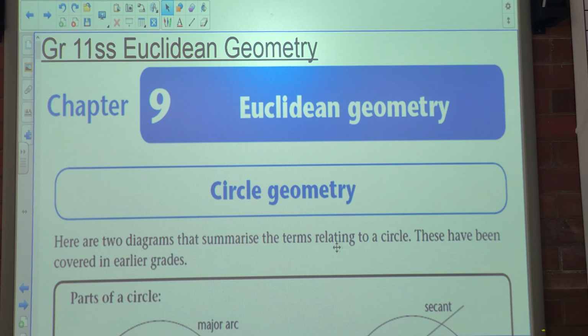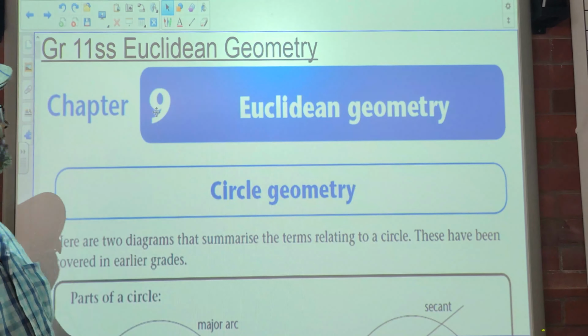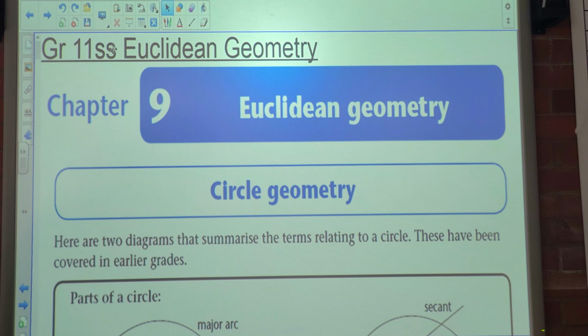So, today we're looking at Euclidean Geometry.